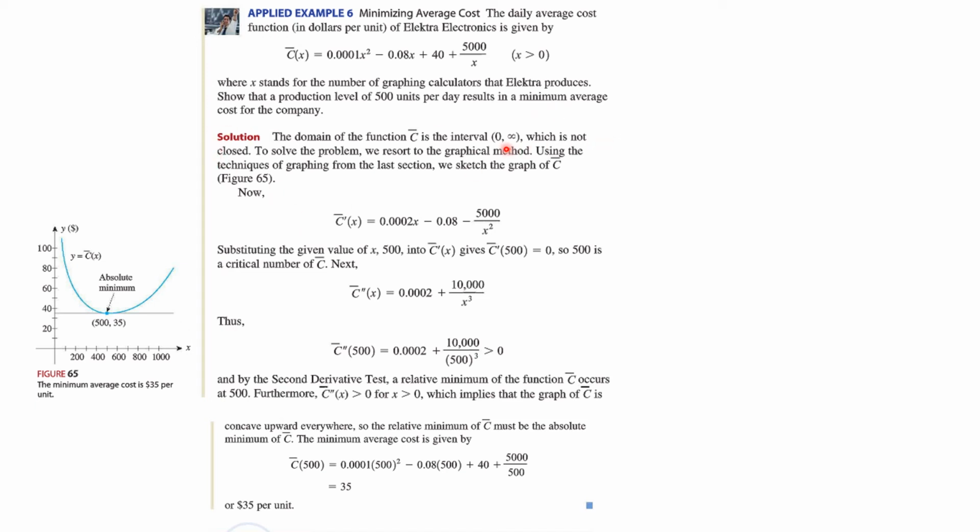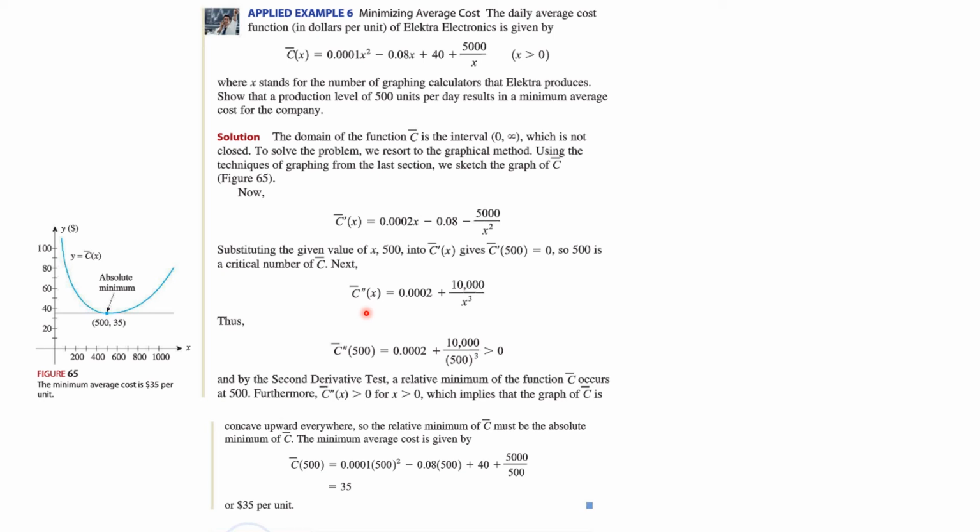Well, you really can go from 0 to infinity, and so to solve the problem, we're going to use a graphical method, and we're going to take the derivative. Now, when we take the derivative of this, x can't be 0, but when we take the derivative, we're going to get, and you should verify these calculations for yourself, 0.0002x minus 0.08, and this is 5,000 x to the minus 1, so this is going to be minus 5,000 over x squared. Now we're substituting the given value 500 into that, and we find out that that's equal to 0, so that is a critical number.